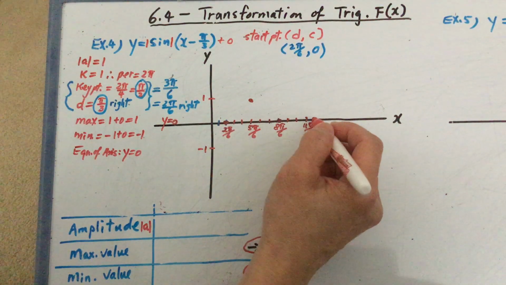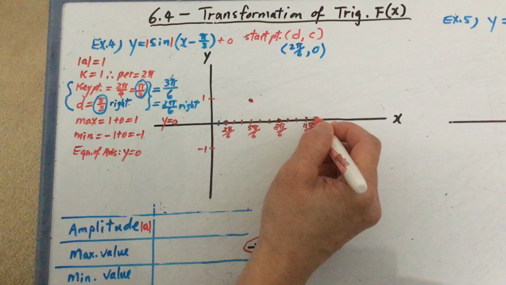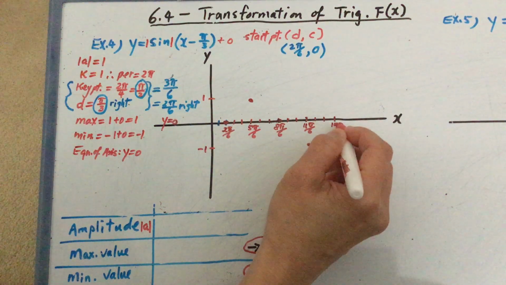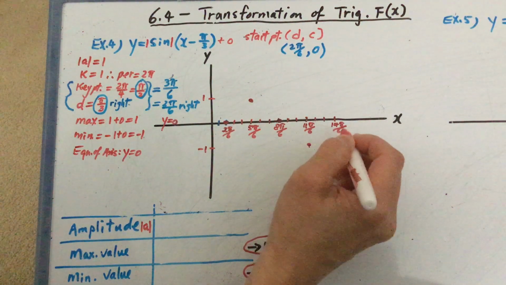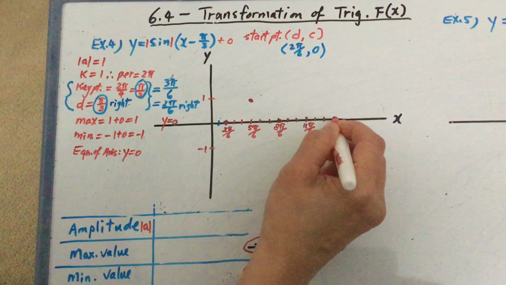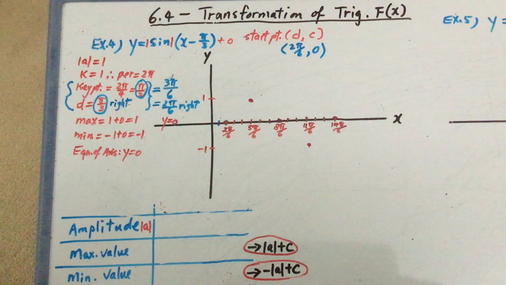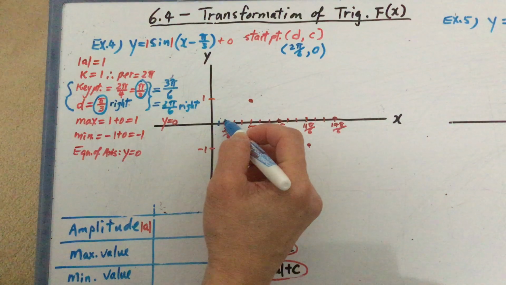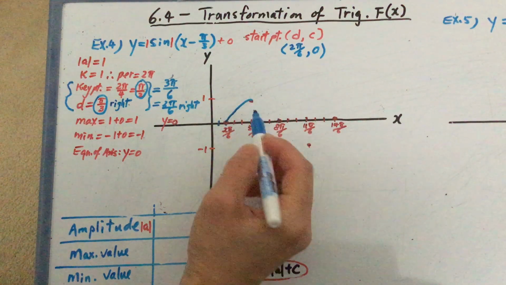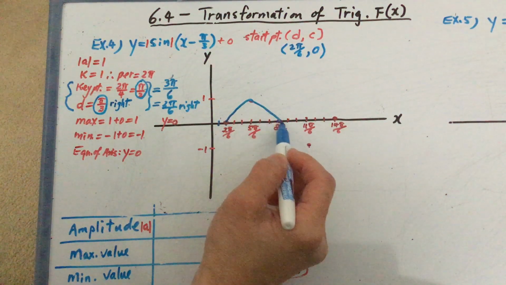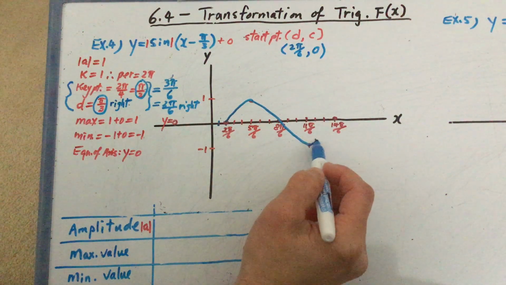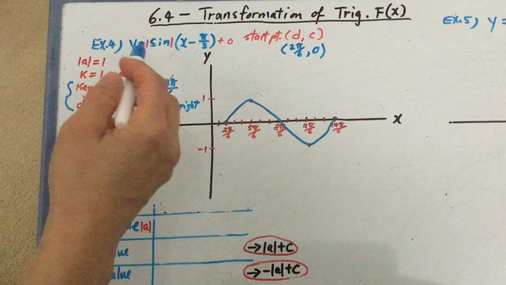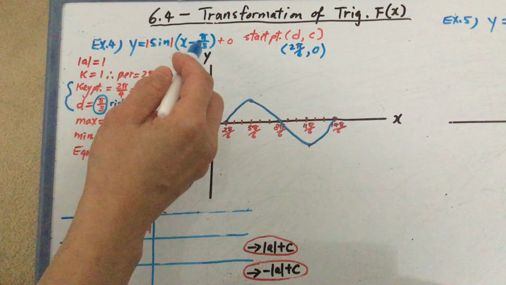Okay? And another 3 pi over 6. So from 11, 12, 13, 14. At 14 pi over 6, I'm back to the middle line again. So after the 4 equal parts, I can now slowly connect all the key points with a smooth curve. Okay? So this is my psi bracket x minus pi over 3.